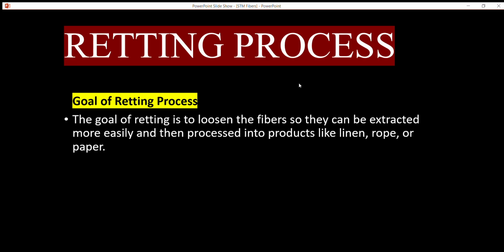The goal of retting is to loosen the fibers so that they can be extracted more easily and then processed into products like linen, rope or paper.